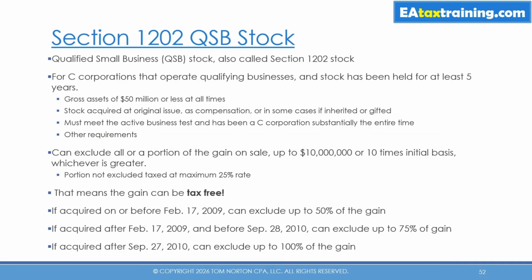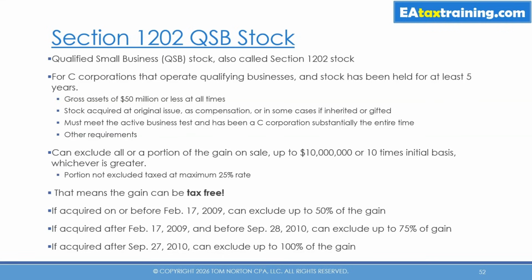However, if you do meet the qualifications, this is a fantastic deal. Your clients will love you for this because it can save them a ton of money. If you meet the qualifications, you can exclude the gain on the sale of that stock up to $10 million or 10 times the initial basis, whichever is greater. So you start a company, it's a C corporation, you meet all this criteria, you end up selling it years later, you can exclude up to $10 million of the gain on the sale of that stock.